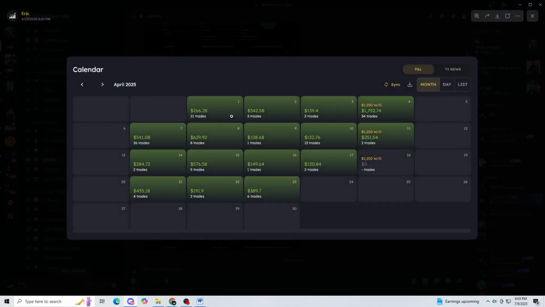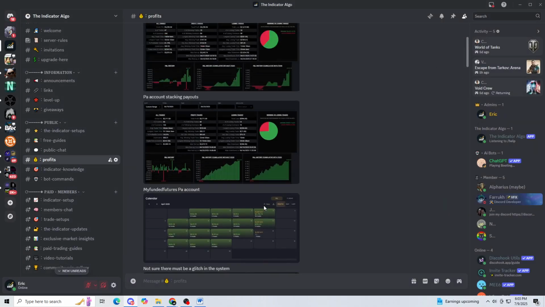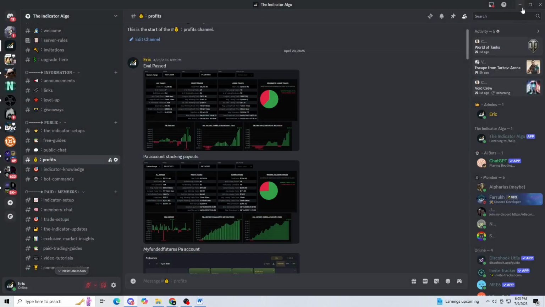Here's the first month of me really using the tool. I basically never had a red day. I just won every trade, and then I got moved to live because this is my funded future live account I got to. And yeah, it massively improved my performance.